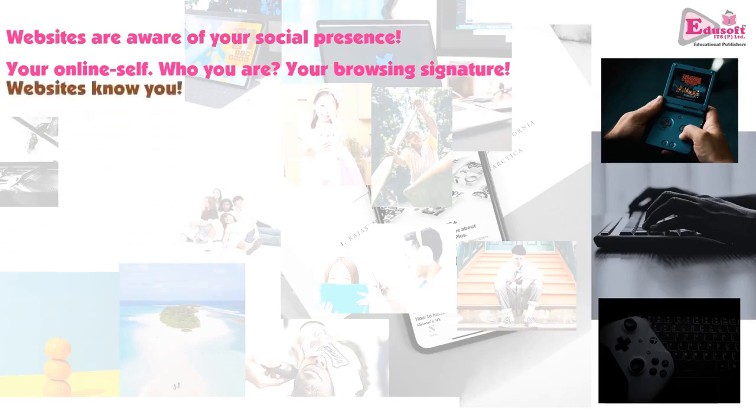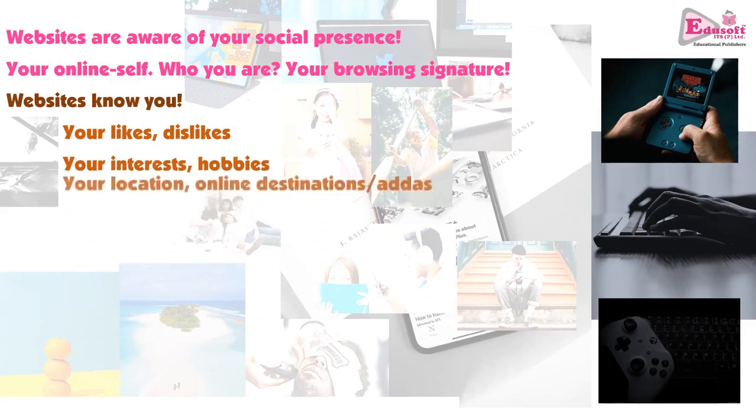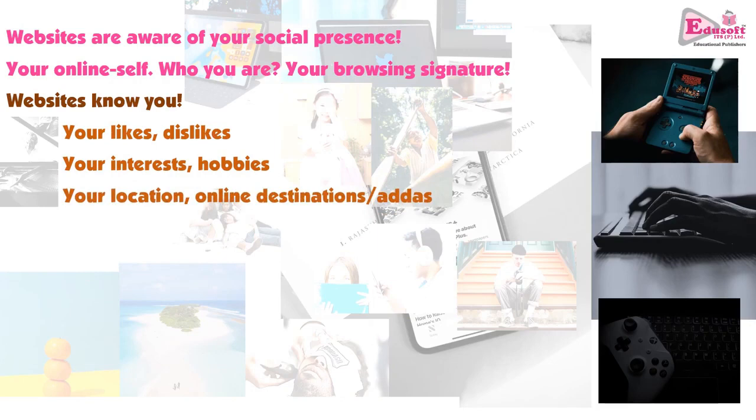So generally, as we keep ourselves online, we keep browsing different web pages and websites, doing various transactions, watching a movie, buying something, chatting with somebody, interacting over social websites. These websites get to know us. They know our likes and dislikes. They know what our interests are, what our hobbies are, and they know our location.